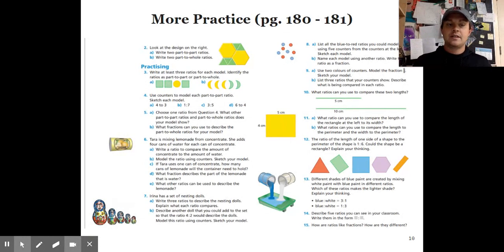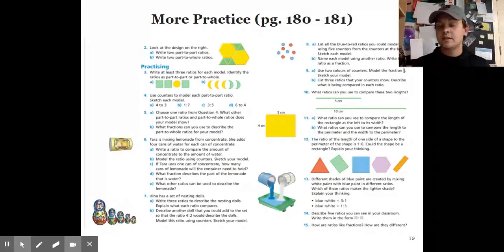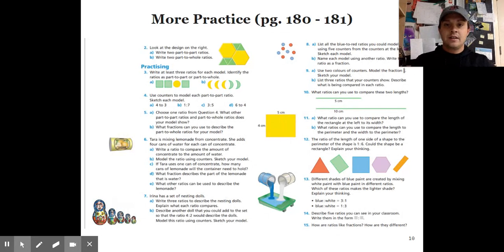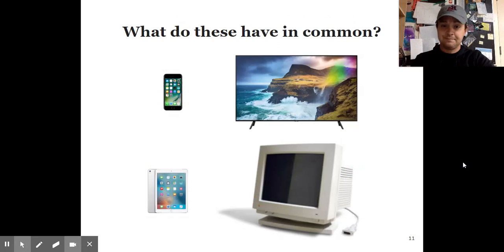If you want to pause and do some questions to check whether you understand this, now would be a good time to do that. Or if you wanted to continue with the second part of the lesson and then come back to do your questions, that is an option too. That's something either you as a learner or your teacher can decide. But more practice is on page 180 to 181. But I am going to move on to the second part of ratios.